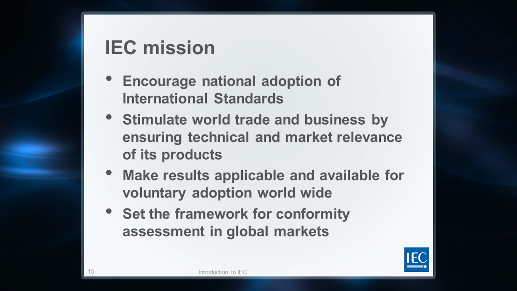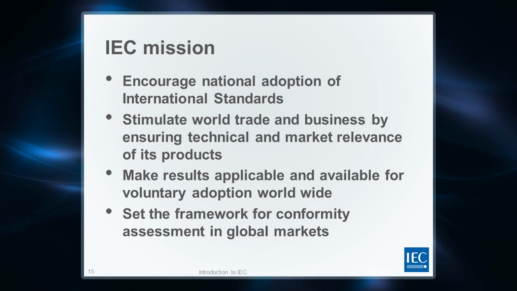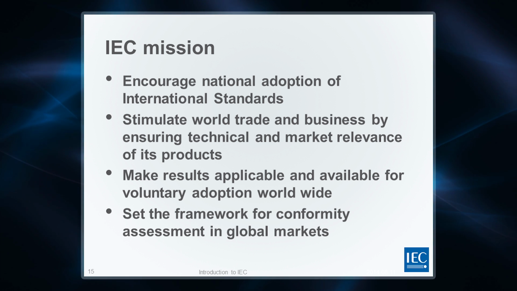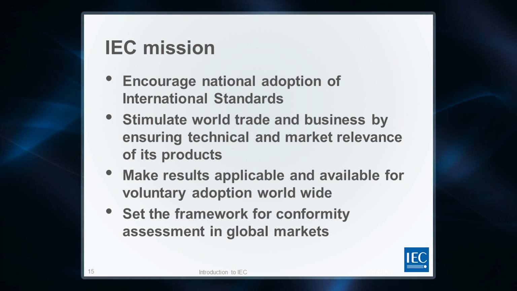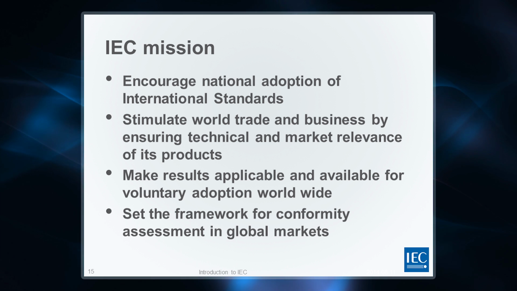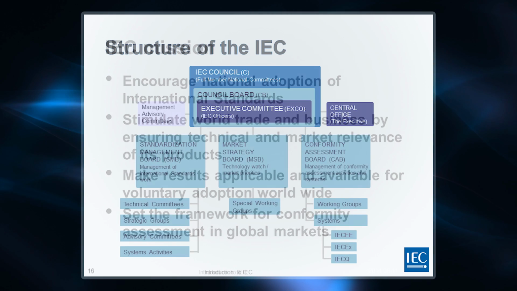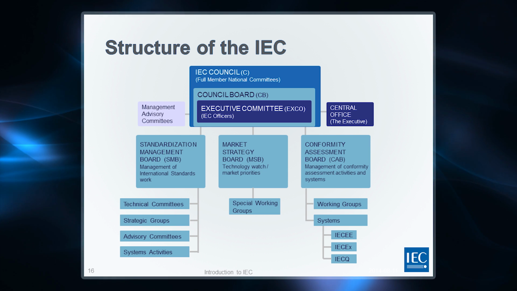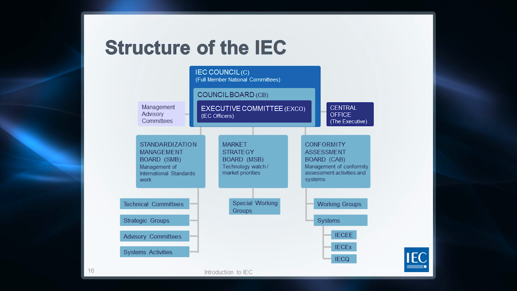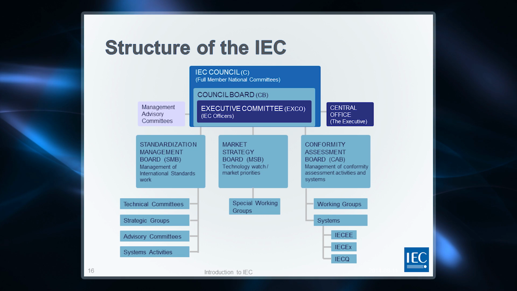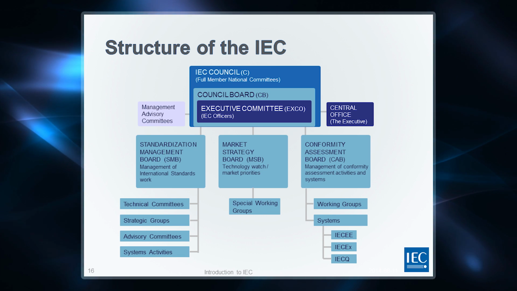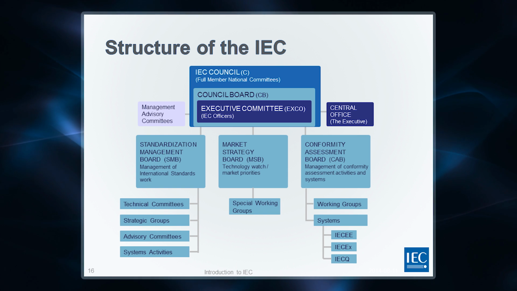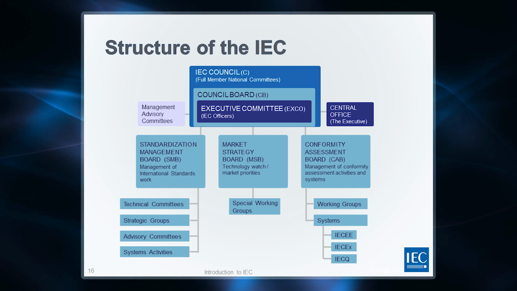Okay, make the results available and applicable. So the idea is that we have standards that can be used internationally wherever possible. And we also set the framework for conformity assessment to the standards we have available. So what does the IEC look like? Okay, so this is what the organization chart of the IEC looks like. That's the administration. The IEC Council is the members of the IEC. The members of the IEC are countries. There's one member in each country.